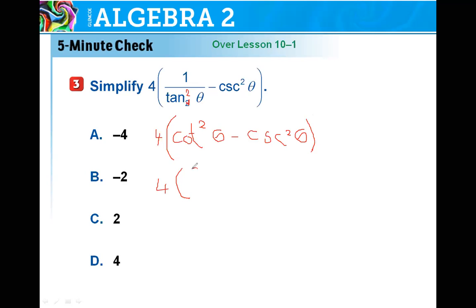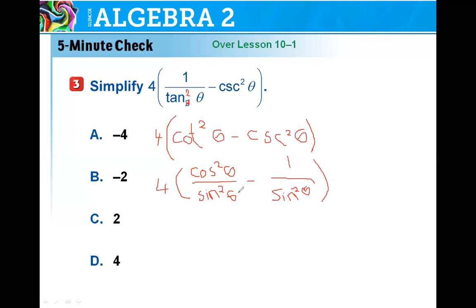So I have here cosine squared theta over sine squared theta, because it's cotan squared. This is the value of cotan. Minus cosec squared. What is the meaning of cosec? Cosec is the reciprocal of sine, 1 over sine. So it's 1 over sine squared theta.